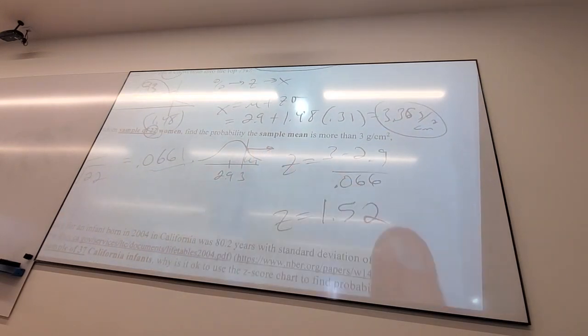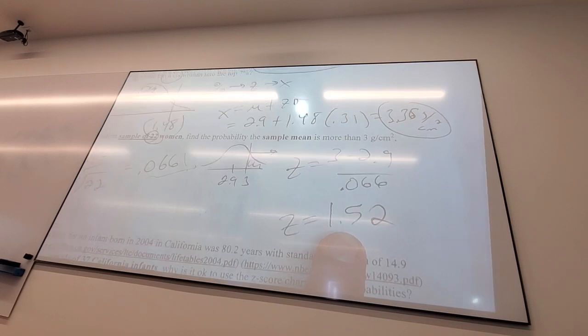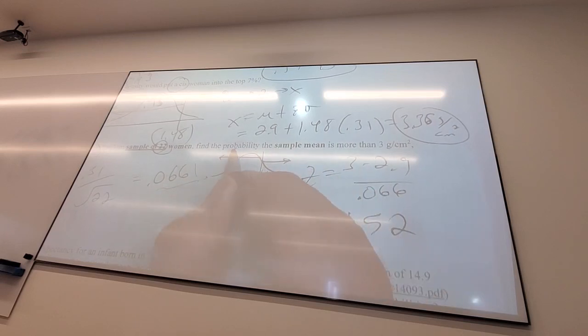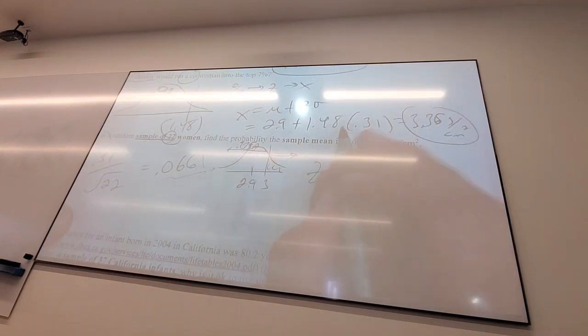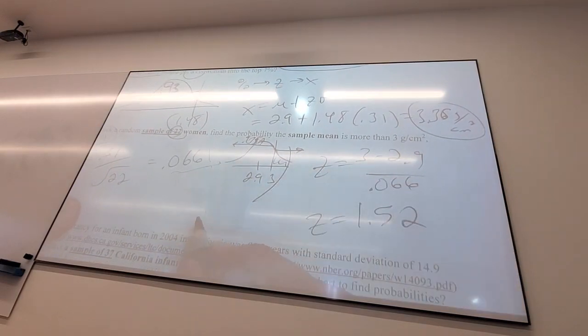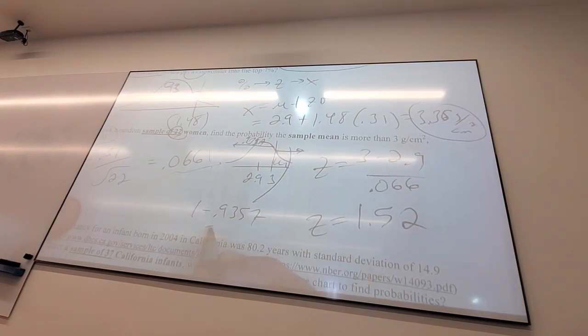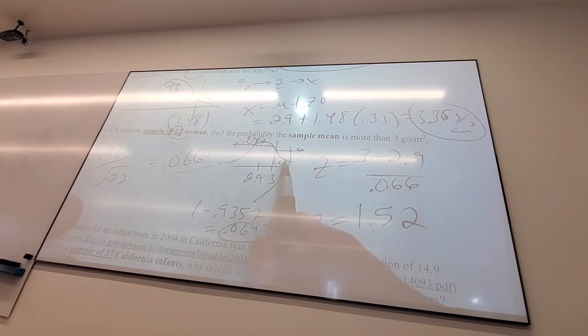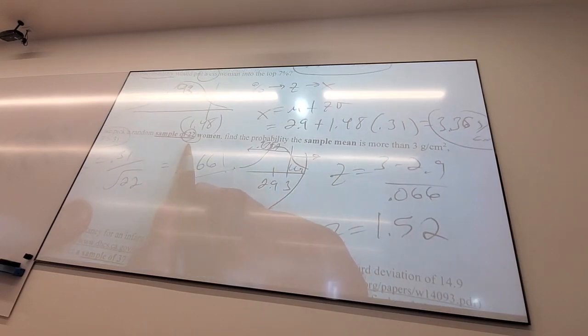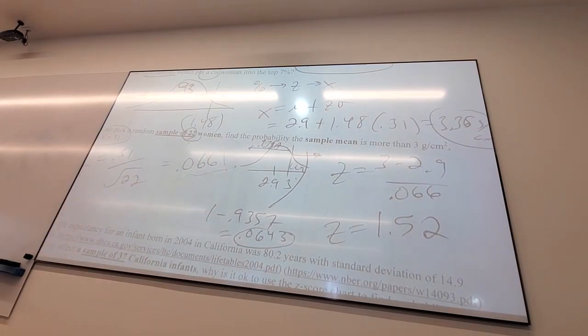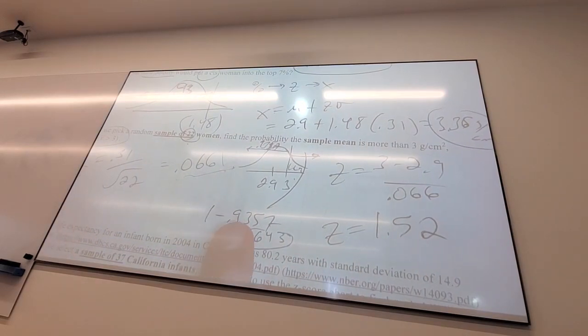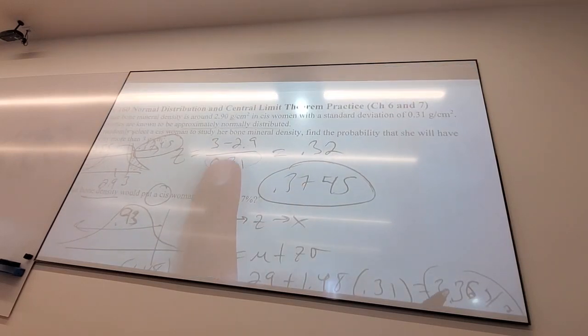What's this? If I look at 1.52 on my z-score chart, what do you get? 0.9357. So when I do 1 minus that, what did I get? 0.0643. So what percentage of groups of 22 women would have bone densities above 3 grams per square centimeter? 6.43%. What percentage of individual women have a bone density above 3?